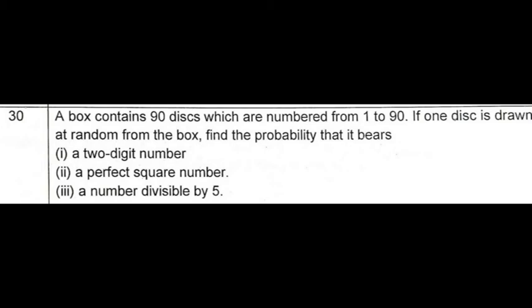Question 30. A box contains 90 discs which are numbered from 1 to 90. If one disc is drawn at random from the box, find the probability that it bears 1. A two-digit number, 2. A perfect square number, 3. A number divisible by 5.